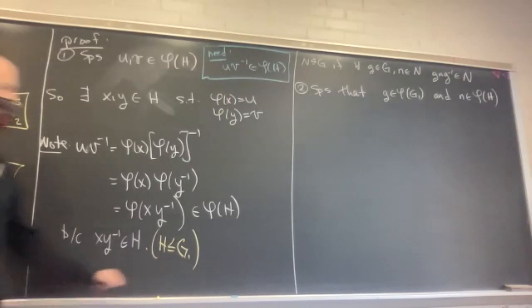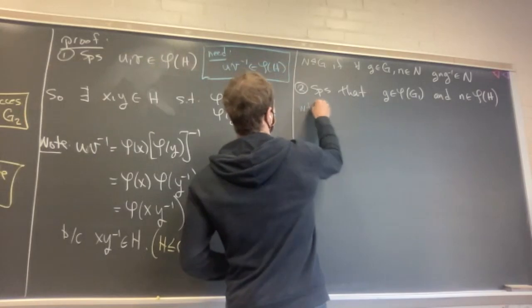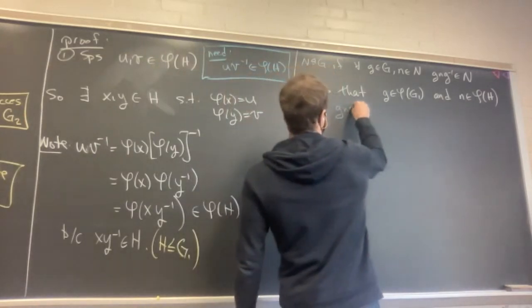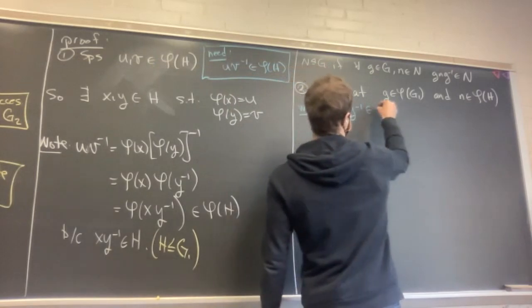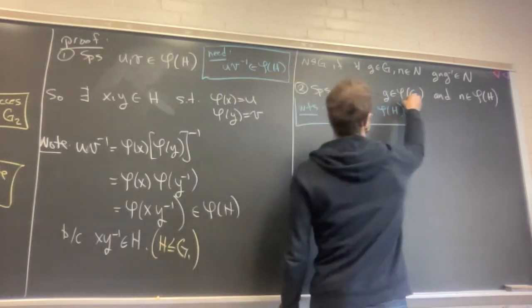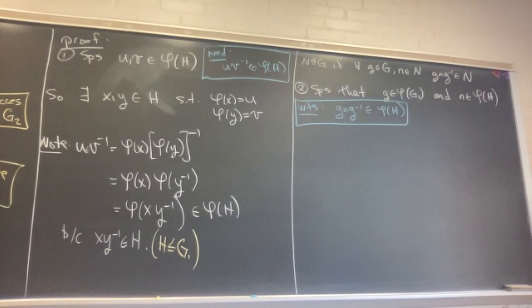And again, just to reiterate what we want to show, we want to show that g and g inverse is inside of phi of H. That would finish off showing that phi of H is normal, right? Okay, so let's see how we can do that.